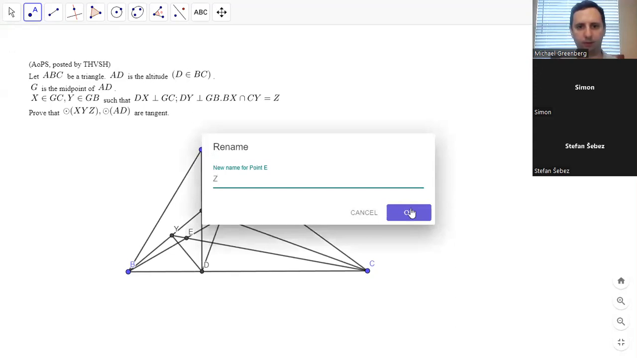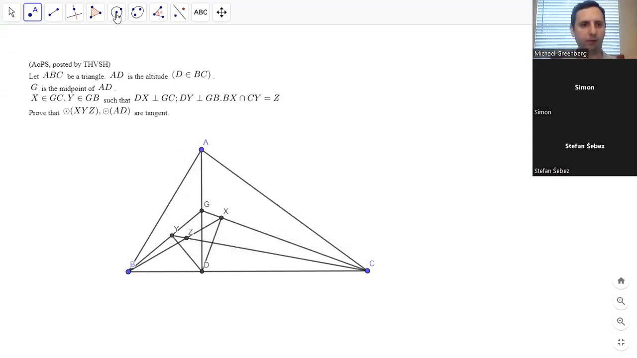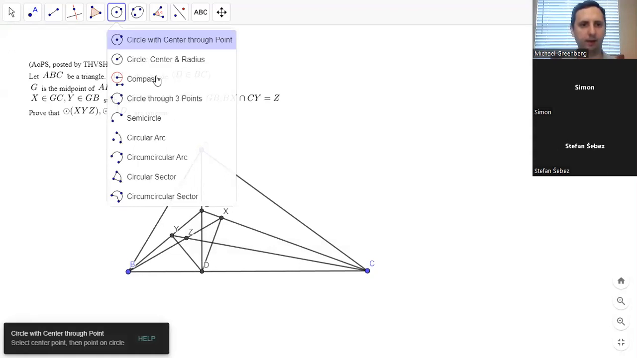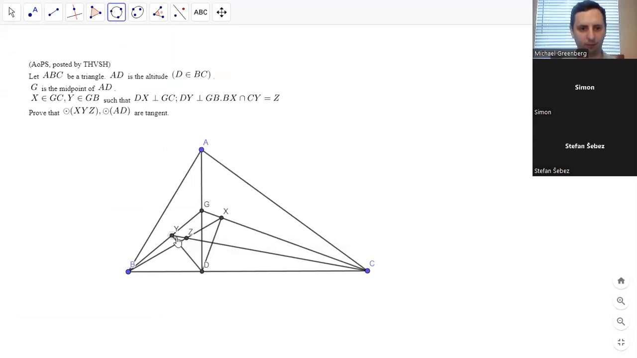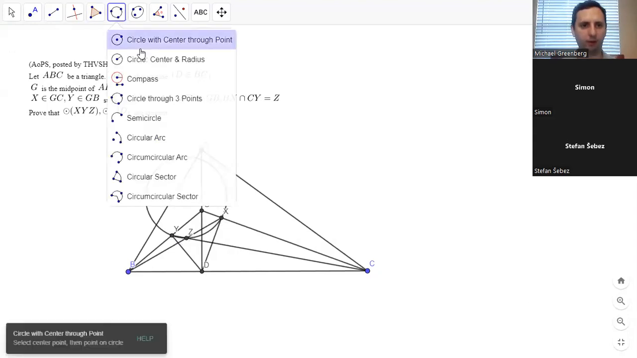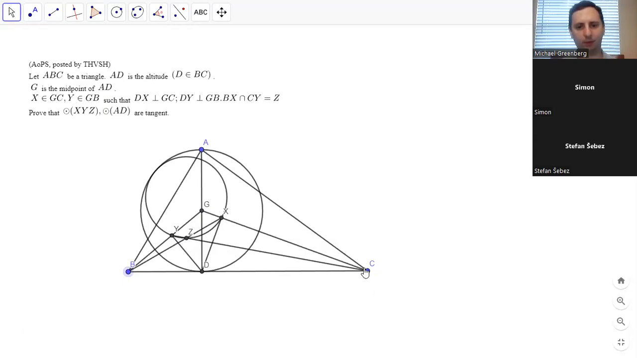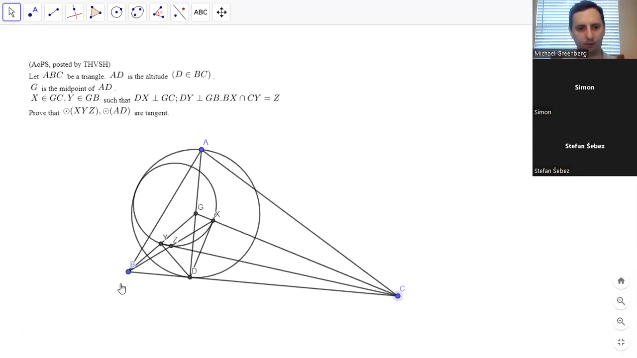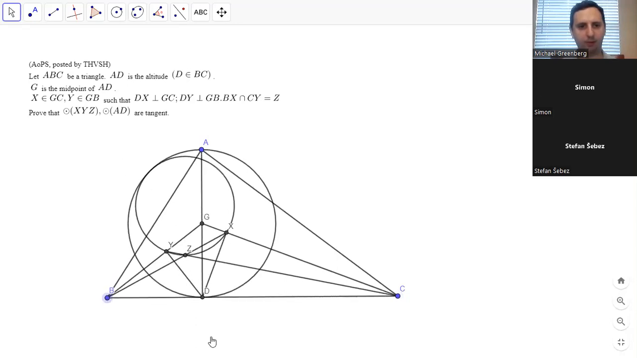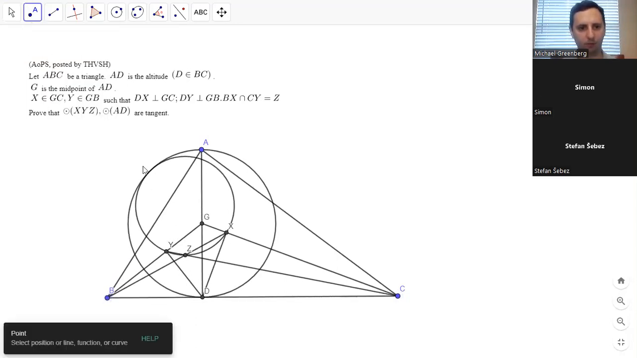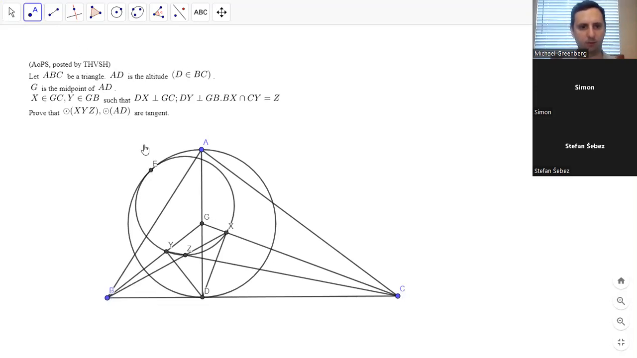And we want to show that the circle of XYZ and the circle with diameter AB are tangent. So let's draw those. This reminds me a lot of another problem we did recently. Oops. So we want to show that these circles are tangent. This looks kind of tricky. So yeah, maybe there's something special about the point of tangency. Maybe it's collinear with D and Z. That looks like it might be true. Yes. Okay.